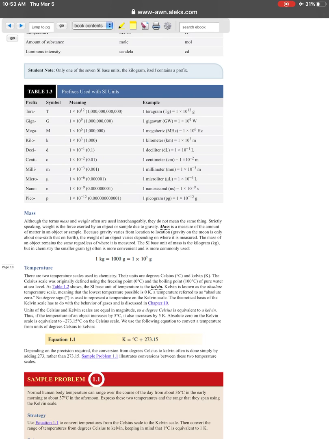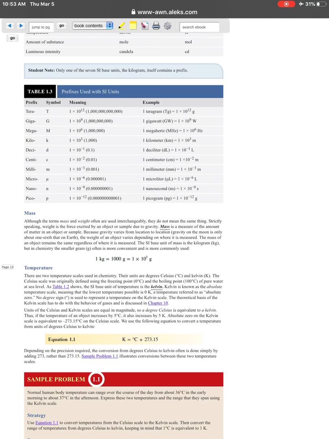Milli, lowercase m. Remember, uppercase M is mega, big. Lowercase m is milli, small. Milli would be a thousandth, so 1 times 10 to the minus 3. A millimeter, therefore, would be 1 times 10 to the minus 3 meters.